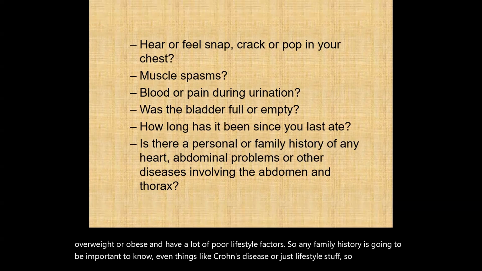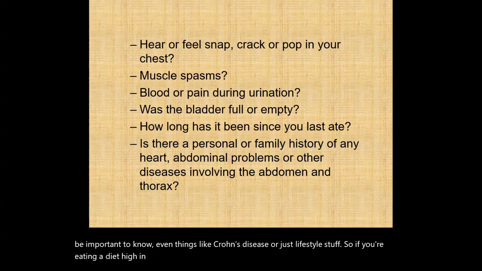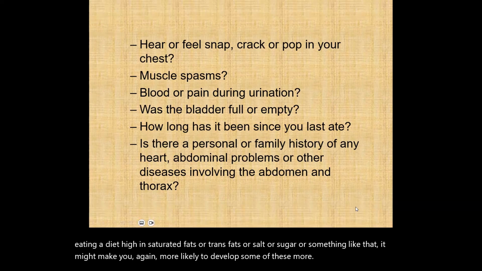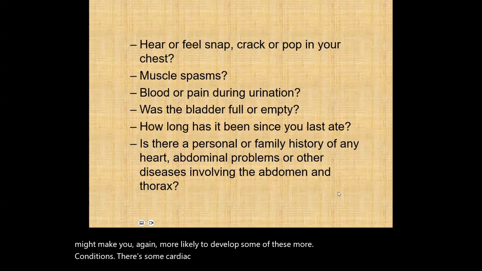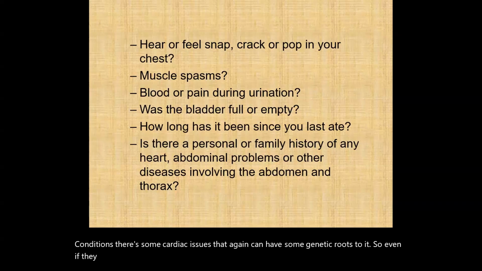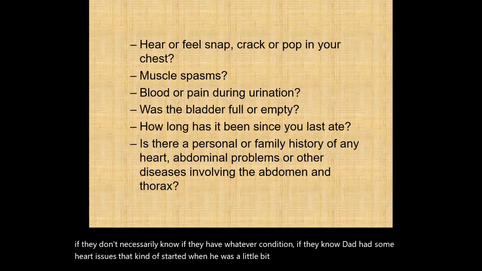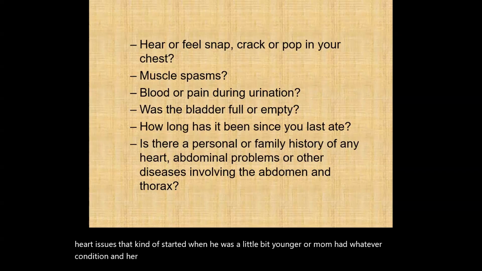So if you're eating a diet high in saturated fats or trans fats or salt or sugar, it might make you more likely to develop some of these more long-term conditions. There are some cardiac issues that can have genetic roots. So even if they don't necessarily know if they have a condition, if they know that dad had some heart issues that started when he was younger, or mom had a condition and her mom did too, it might be more likely that you also have that genetically inherited condition.